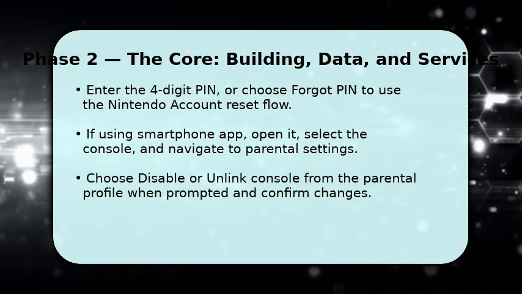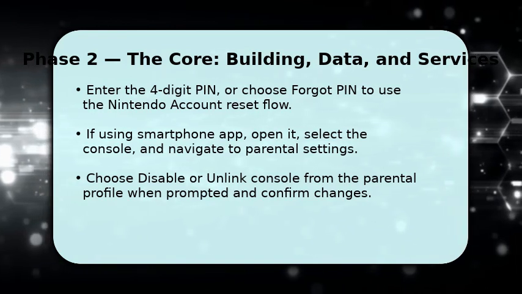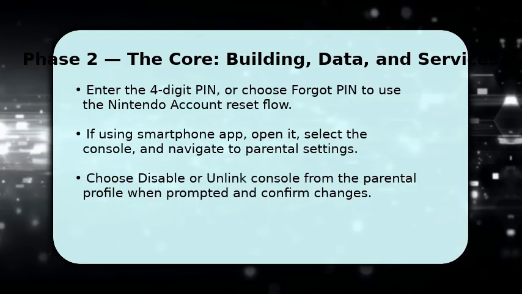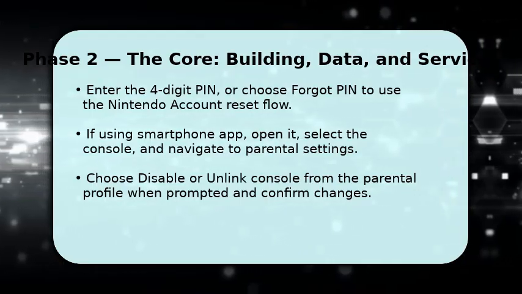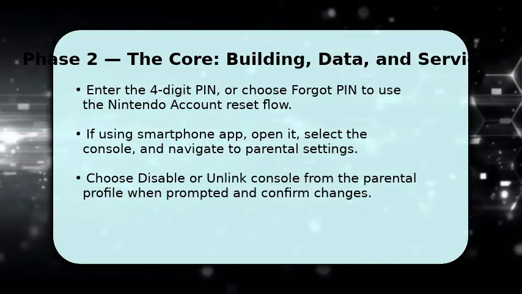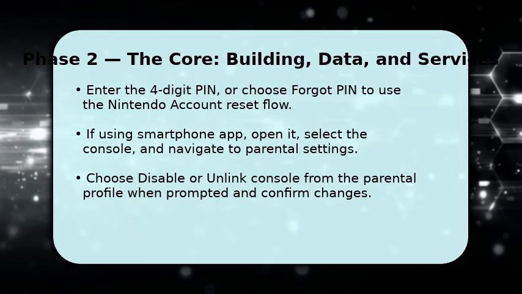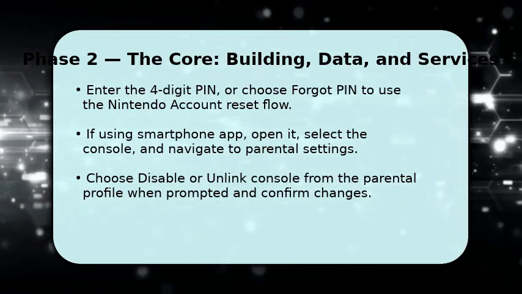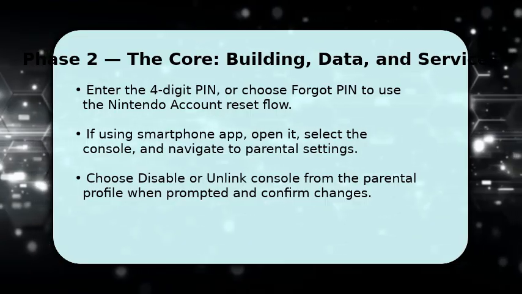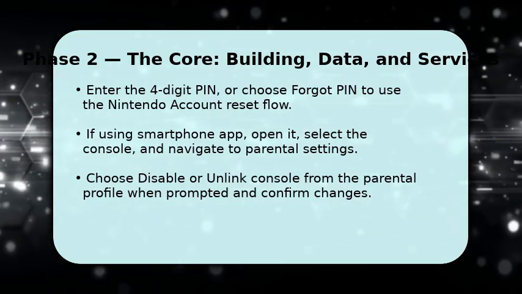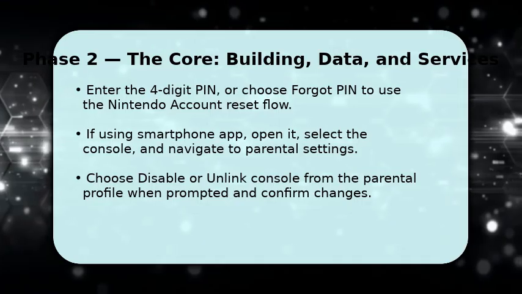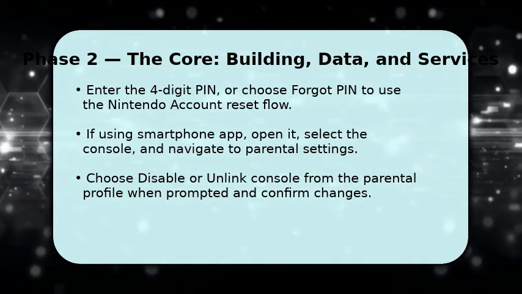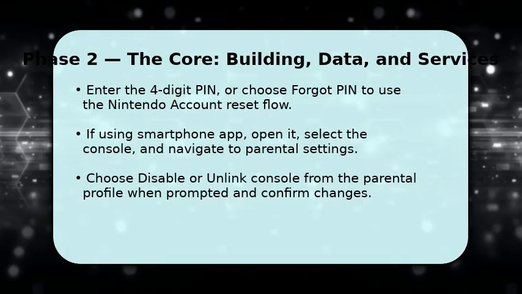You now perform the core steps. Enter the 4-digit PIN on the Switch to unlock controls, or select Forgot PIN and follow the Nintendo account reset prompts sent to the linked email. If you use the Parental Controls smartphone app, open it, choose your console, and locate the option to modify or remove restrictions. Once the system accepts your credentials, choose Disable or Unlink for that console and confirm. This removes enforced limits and restores normal playtime and content access.